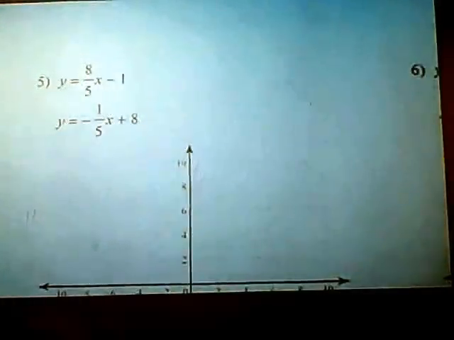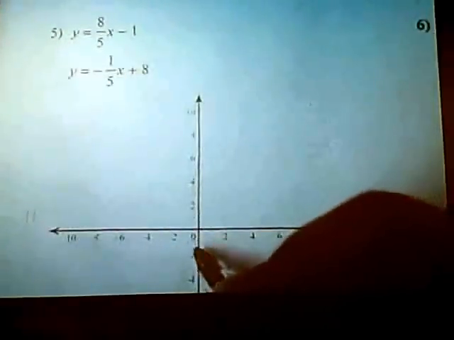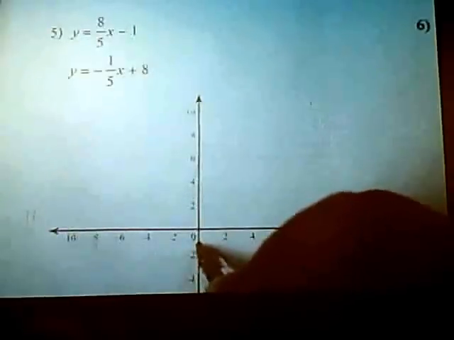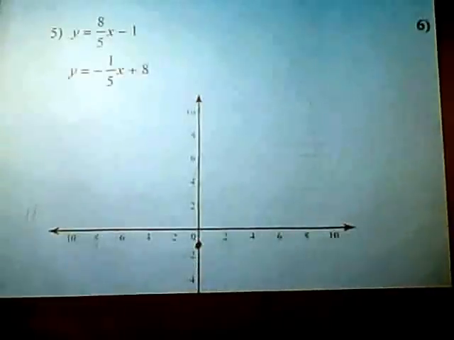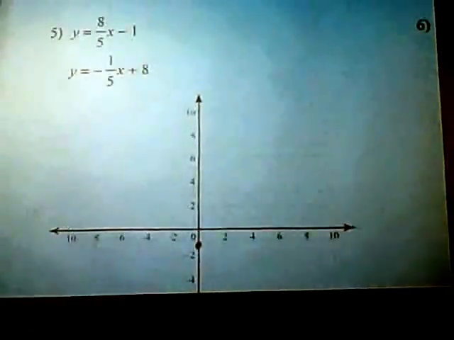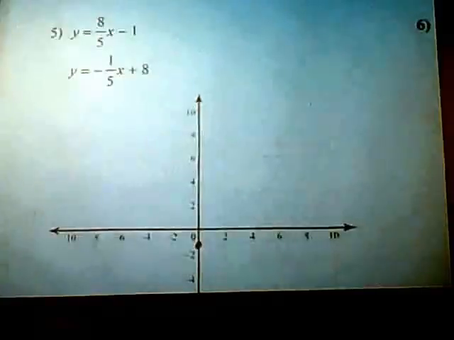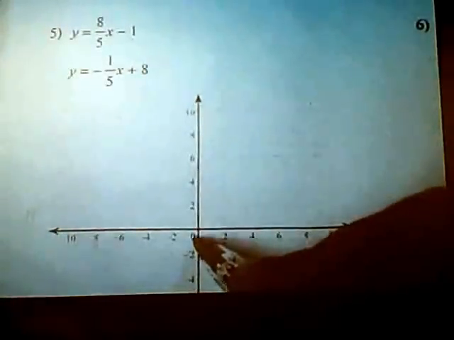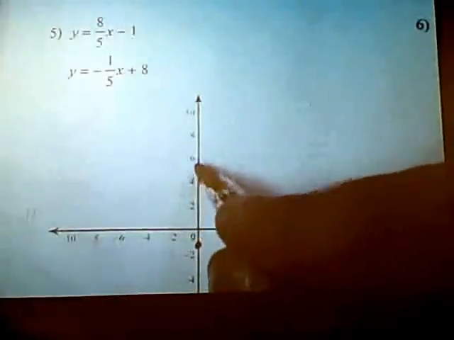So I have y equals 8/5 x minus 1. Okay? So y equals 8/5 x minus 1. Let's go ahead and start at the -1. Pull this up a little bit. Plot my point on the -1. Then I'm going to look at 8 as my rise. And I'm going to go up 8 from that -1. I'll go up 8. 1, 2, 3, 4, 5, 6, 7, 8.